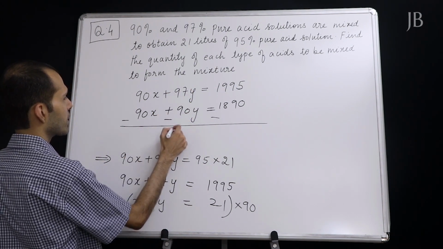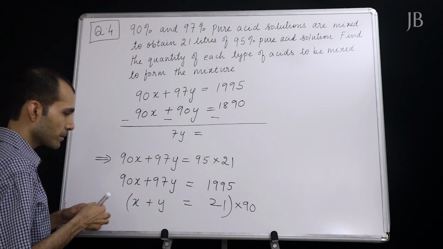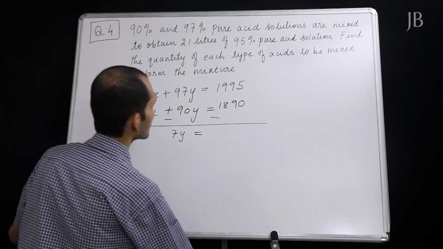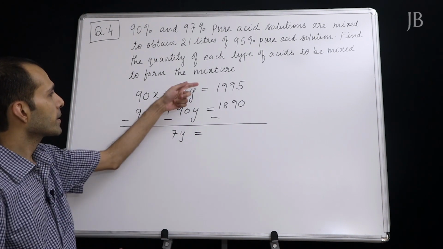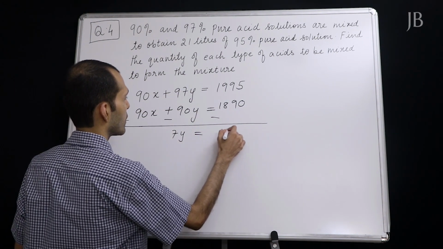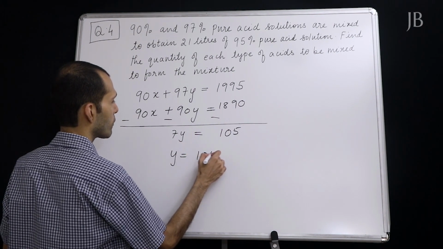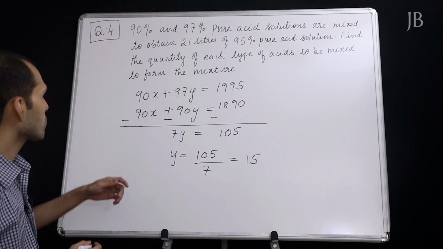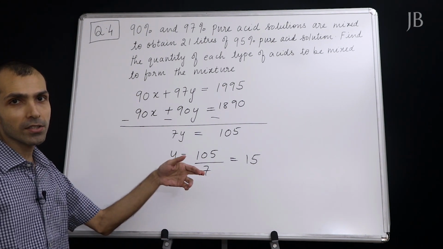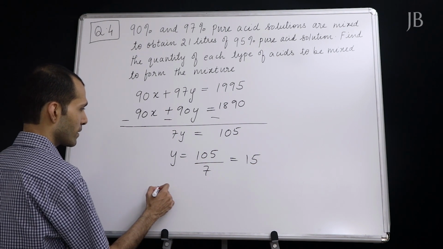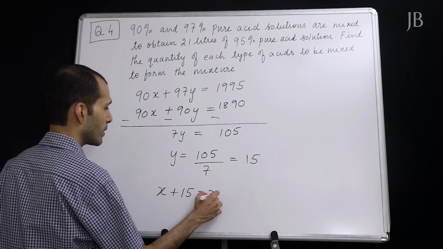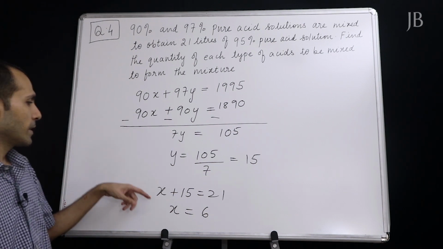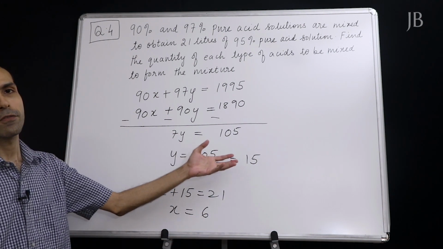Now this will be 97y minus 90y, that is 7y, equaling 1995 minus 1890. How much will be this? 105. So y will be 105 upon 7, so y turns out to be 15 liters. We'll have to find x. x plus y was how much? 21, you remember? Old equation. So x plus 15 will be 21, x would be 6. So we will say x is 6 liters and y is 15 liters.